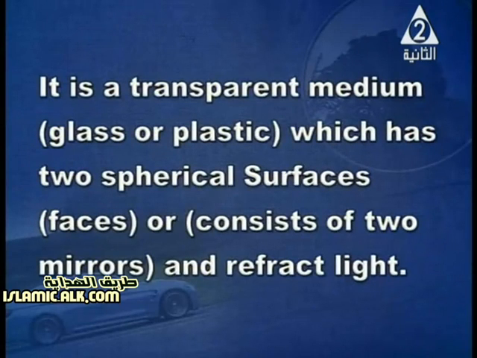What is meant by lenses? A lens is a transparent medium made of glass or plastic, which has two spherical surfaces or two spherical faces. The lenses are formed of the intersection or union between two spheres. The lenses will refract the light rays after falling on them. This is the definition of lenses.